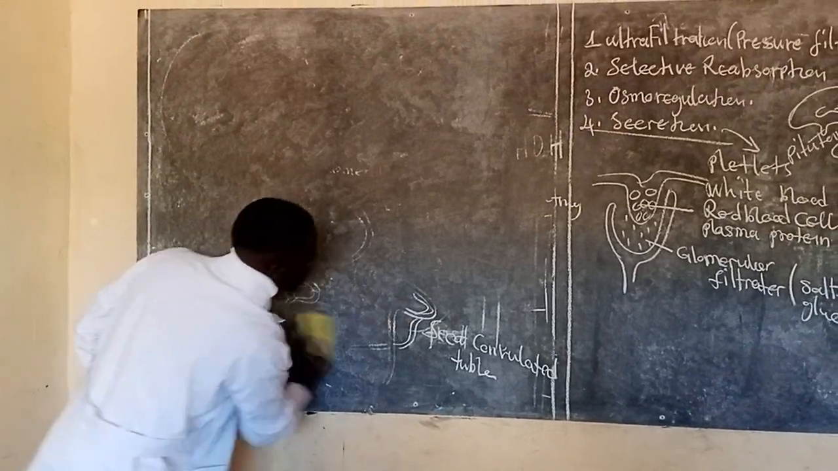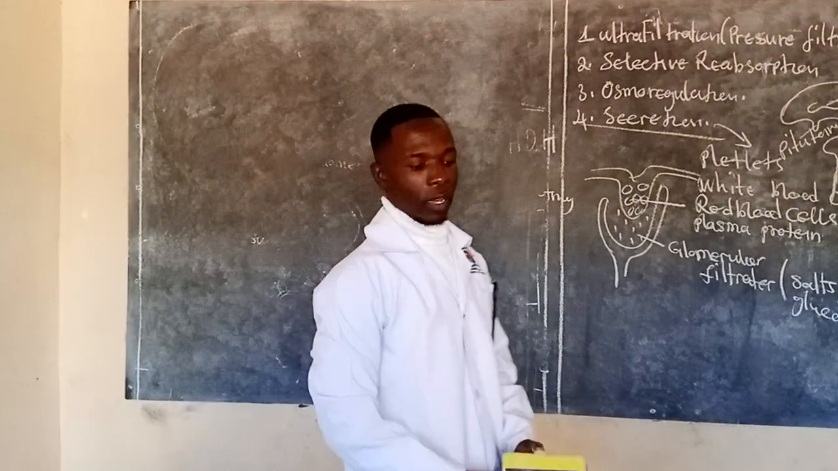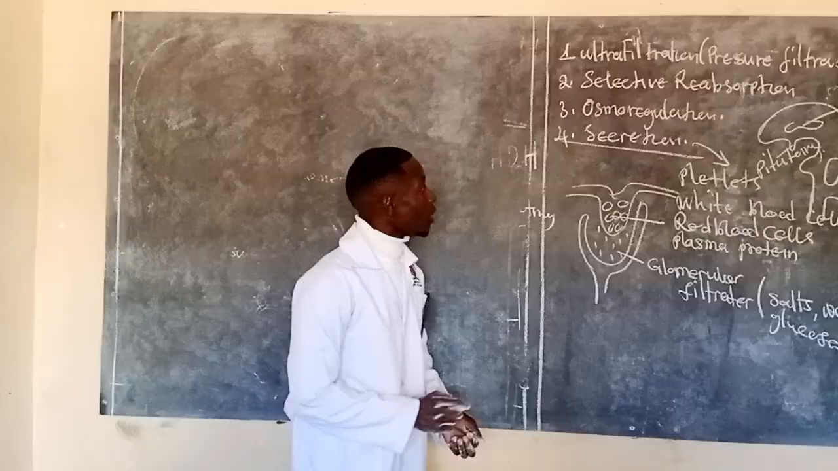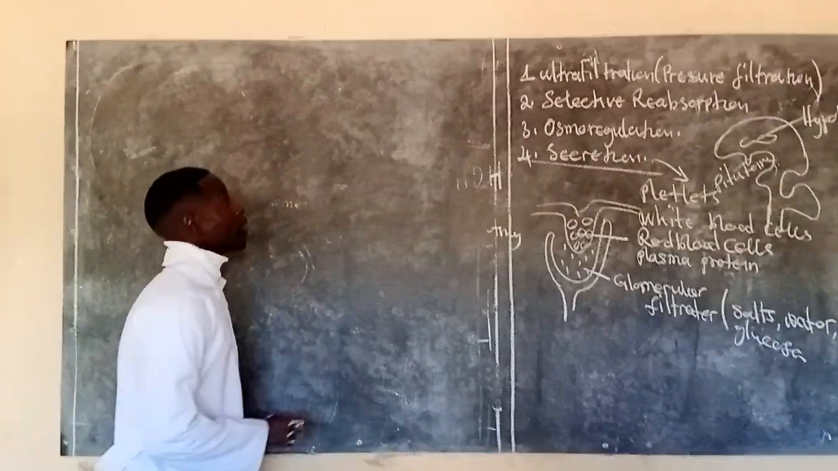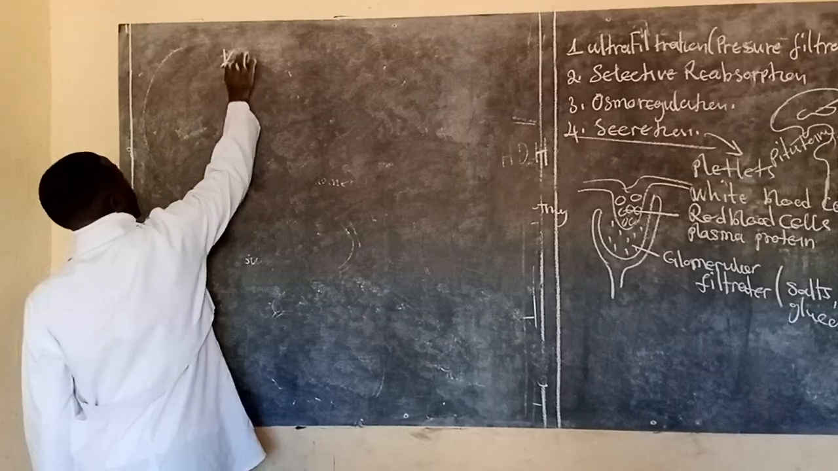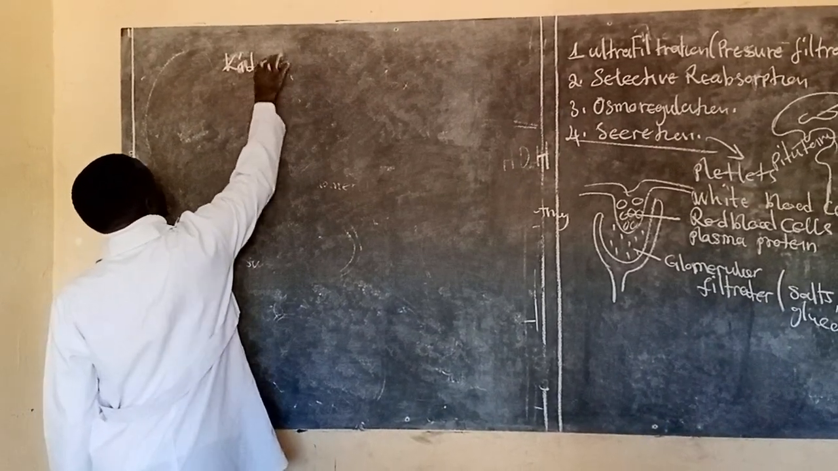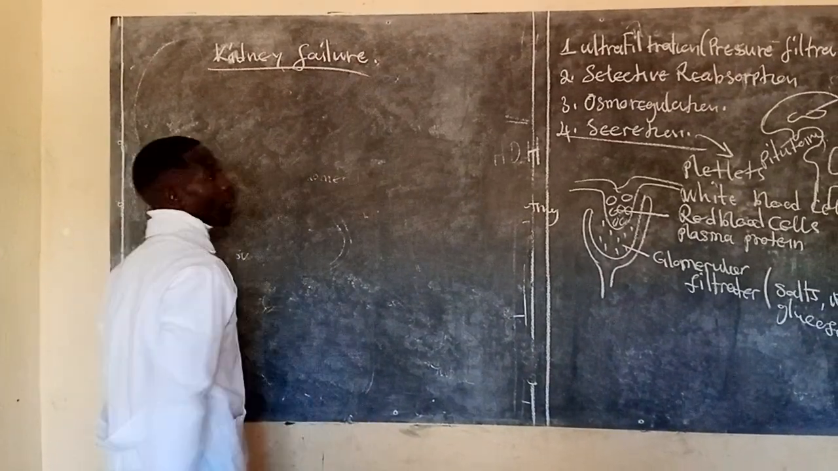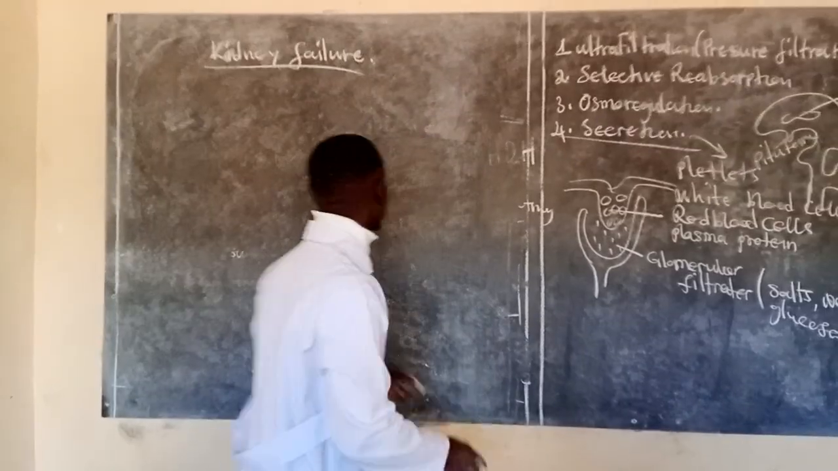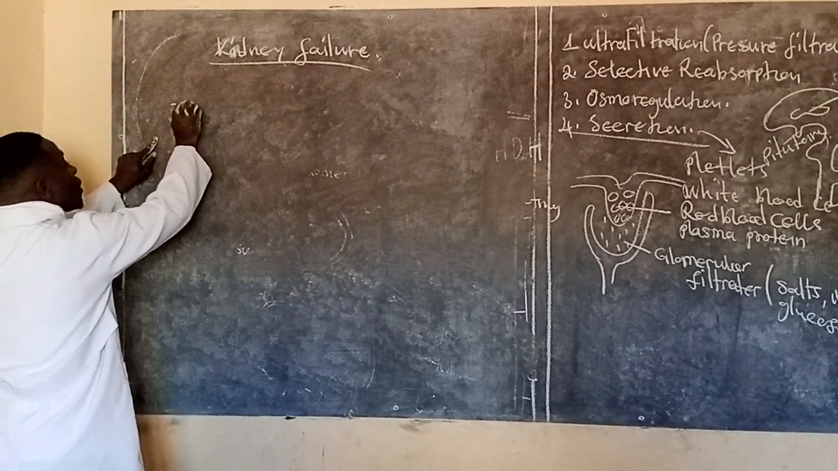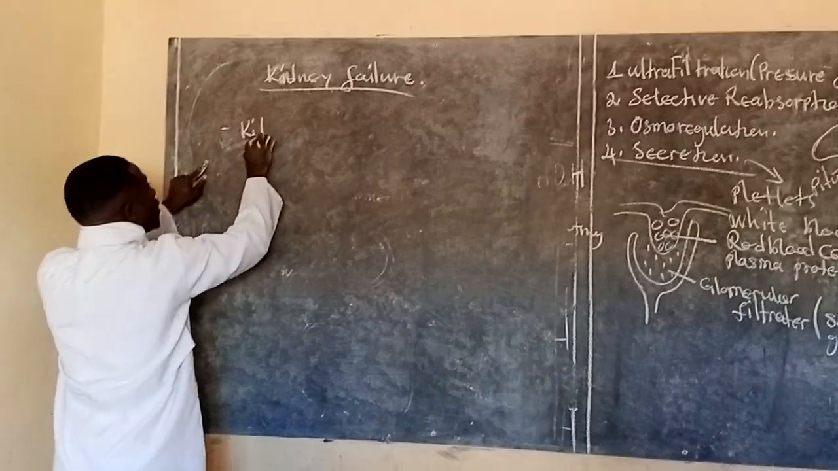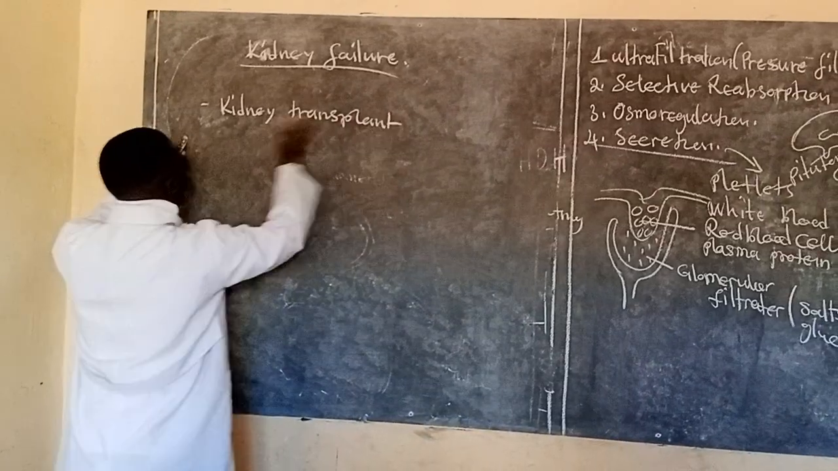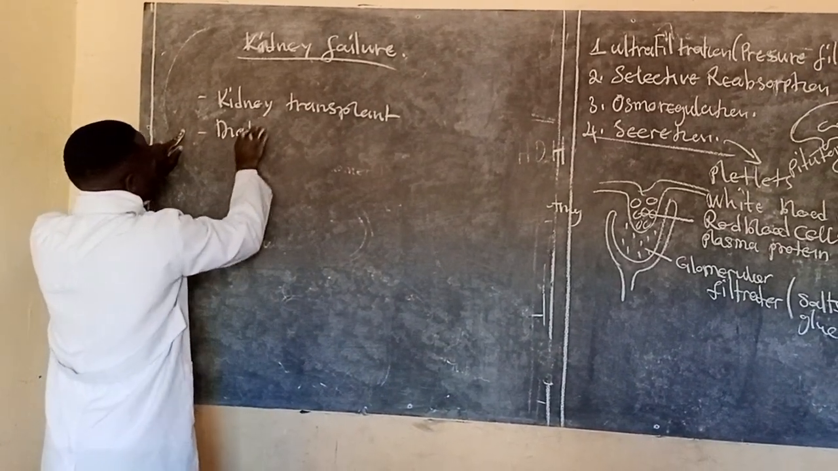Okay, so there's what we call kidney failure. This is a situation where a kidney fails to perform its functions properly. Now, kidney failure may be treated in two ways, namely, number one, through a dialysis machine, and number two, a kidney transplant.